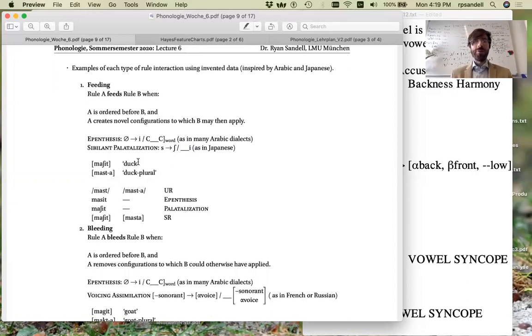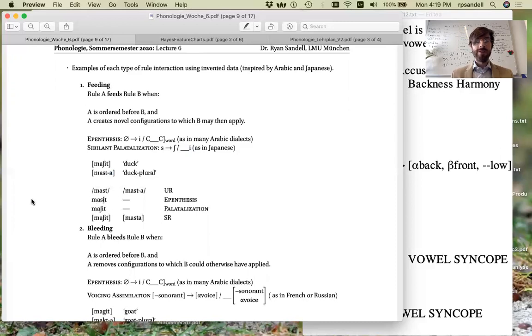So let's look at a couple of forms, potentially, of a word meaning duck. Let's say that in its basic form, the form is mashit, with the sound sh and the vowel E in the final syllable, but in its plural form, there is a suffix a, and this word is masta. We can see then that the basic form, mashit, results from the application of epenthesis and palatalization together. So from the underlying form, mast, this would be a case where the suffix form provides us with the underlying representation.